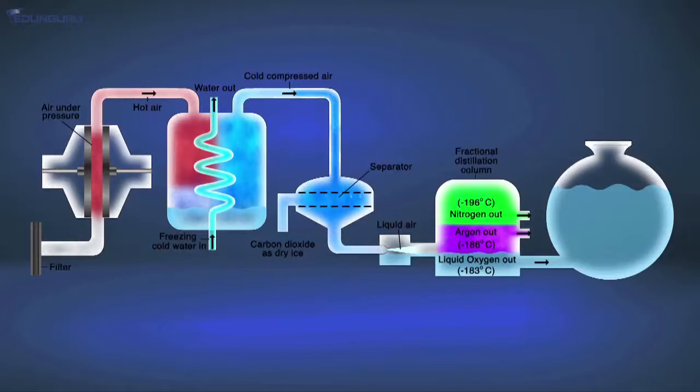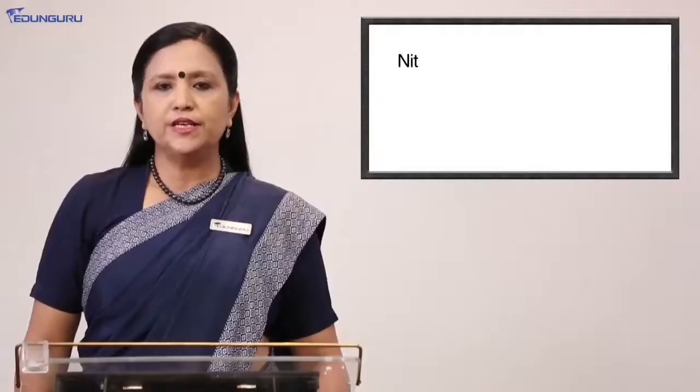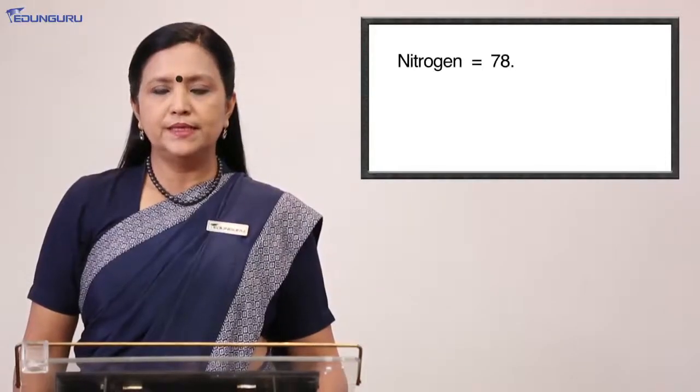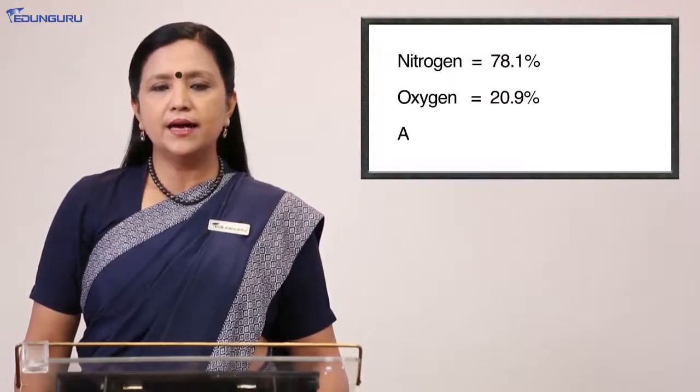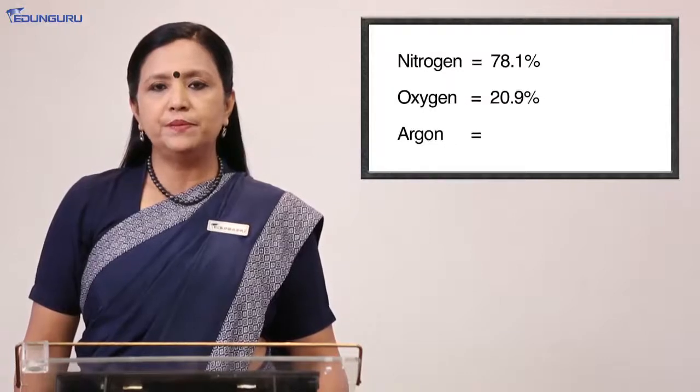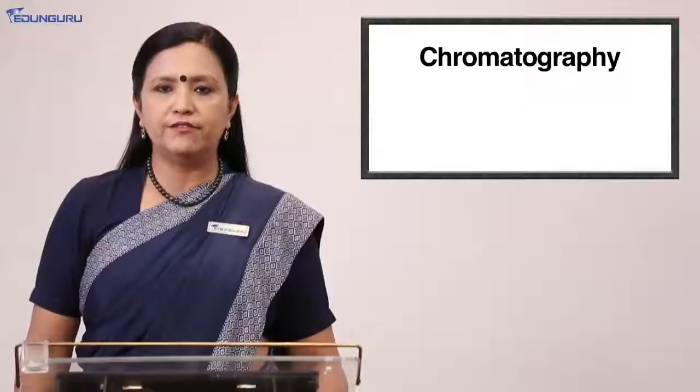So if we want to separate oxygen from the other gases, then we need to distill over the other components so that we can get oxygen from the air. Now you have studied about the air earlier. So nitrogen is 78.1%, oxygen is 20.9% and argon is 0.9% in the air. So now let us discuss a very interesting method of separation known as chromatography.